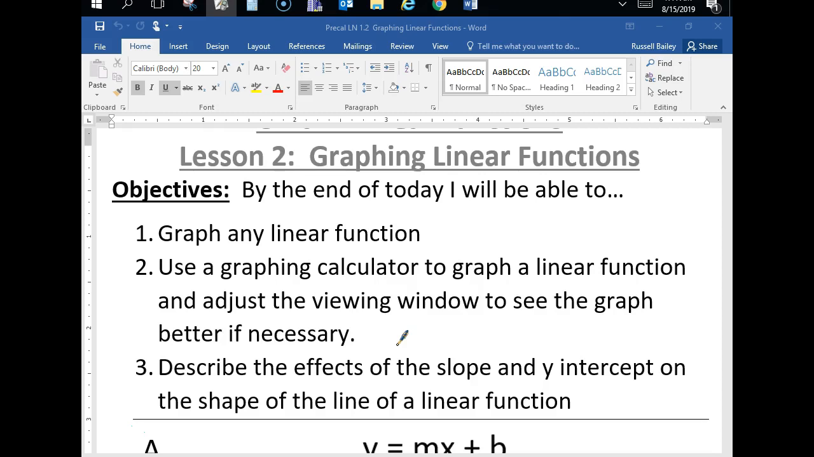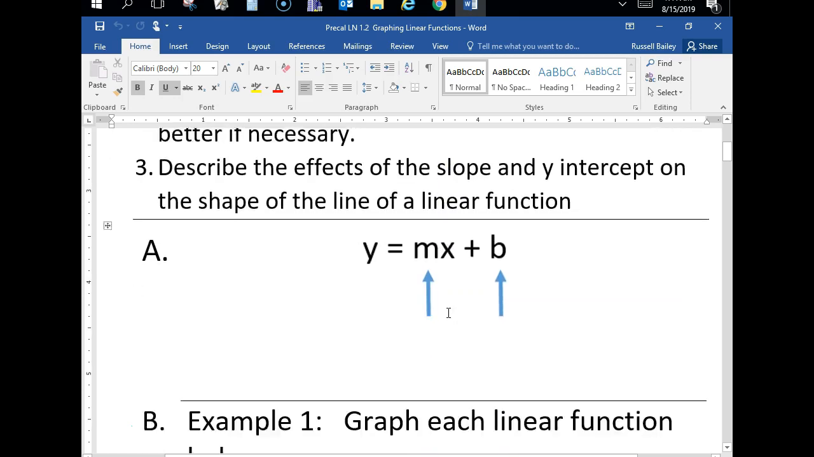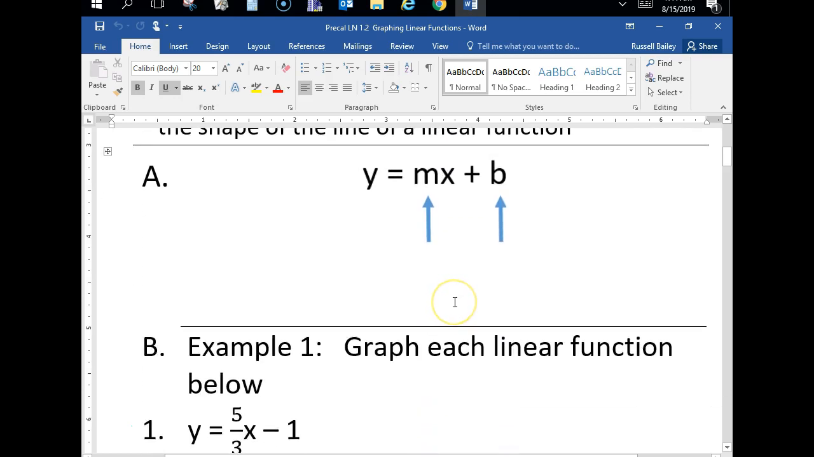I know that they like to play with those a lot, so it won't be too much new there for you. And then also we'll start looking at using the equation to make predictions about what the shape will look like, see what kind of effect the slope and the y-intercept have on the graph itself. So let's go ahead and start off here with part A.